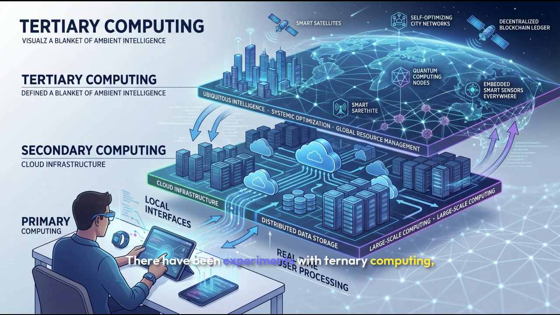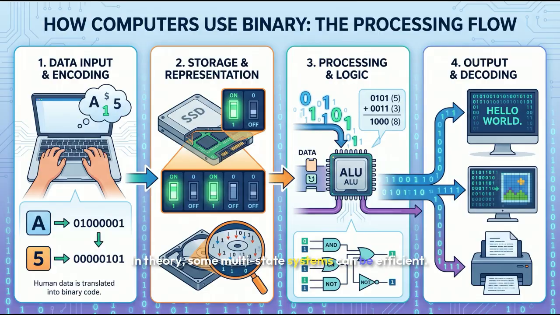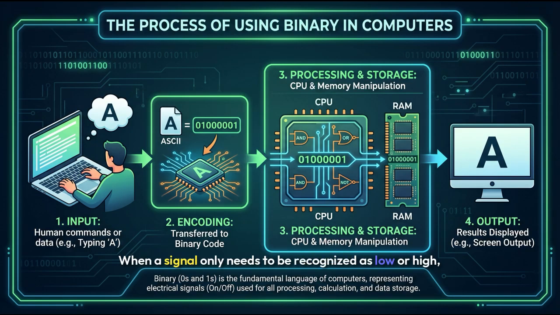There have been experiments with ternary computing, which uses 3 states instead of 2. In theory, some multi-state systems can be efficient. But in practice, binary proved easier to build, easier to stabilize, easier to scale, and easier to protect against errors. When a signal only needs to be recognized as low or high, the system has more tolerance. Small fluctuations are less likely to be misunderstood. That is essential in electronics, where perfect conditions do not exist.